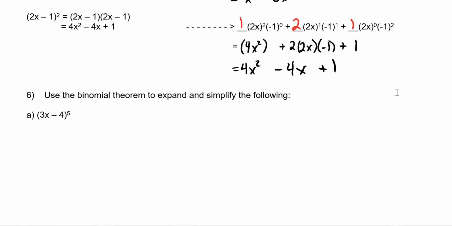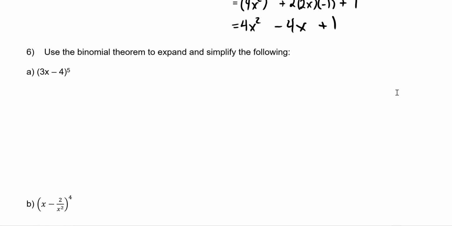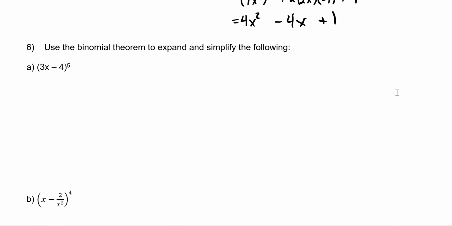So I'm going to do this first example with you, and then I'm just going to include the last example in the document, so you're going to have to read that over yourselves and take a look at it. Now I see here that we have 3x minus 4 to the power of 5. So first thing I'm going to do is write out the 5th row in Pascal's triangle. Now the next thing I'm going to do is write out each of the terms, so 3x and negative 4, multiplying each coefficient.